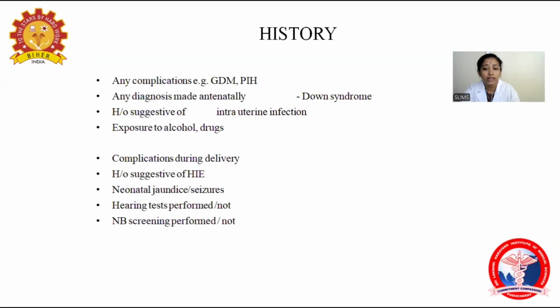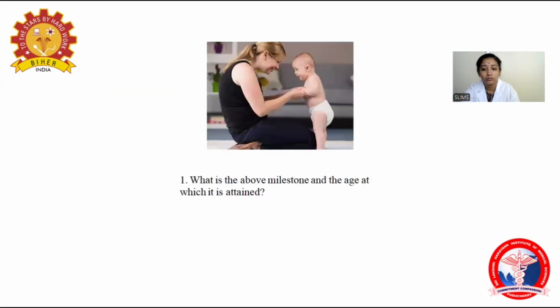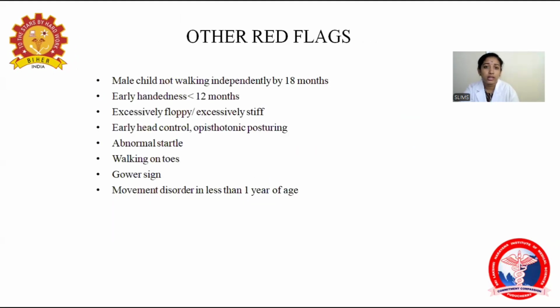To identify a child with developmental delay, we have to know the common normal developmental milestones. I have inserted images in between. Once again, we'll recall the red flag signs. A male child not walking independently by 18 months, early handedness by 12 months, excessively floppy or excessively stiff, having early head control or opisthotonic posturing. When the tone is increased, the child will develop head control earlier and have an abnormal posture. Abnormal startle reflex, walking on toes and oversighing, seen in myopathies. Infant movement disorder in any child less than 1 year of age.